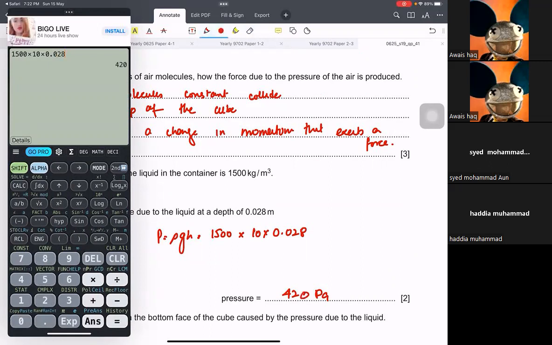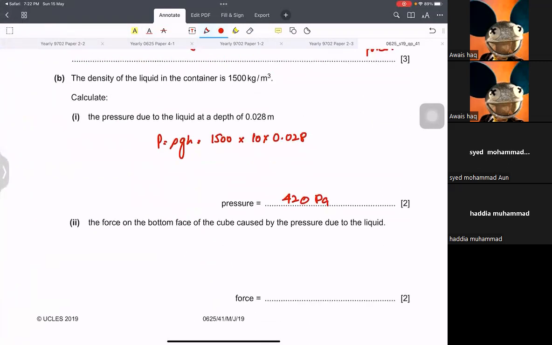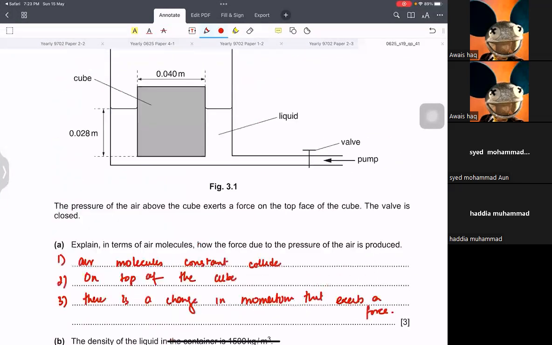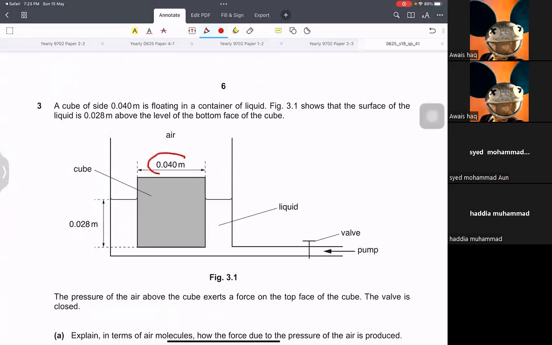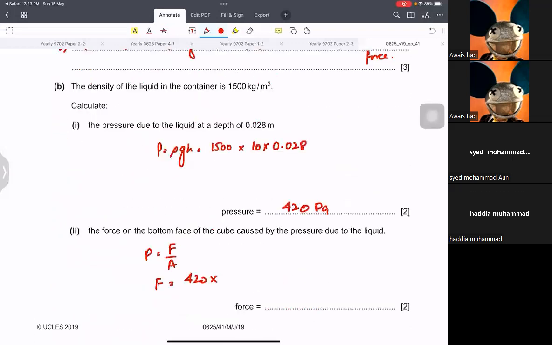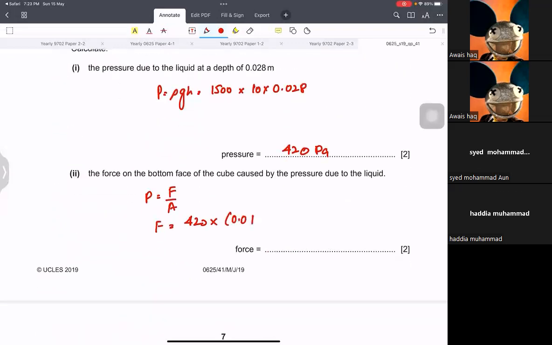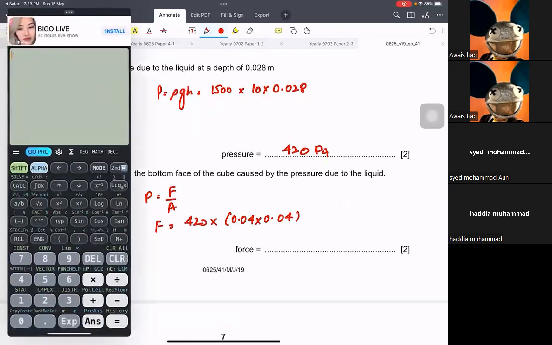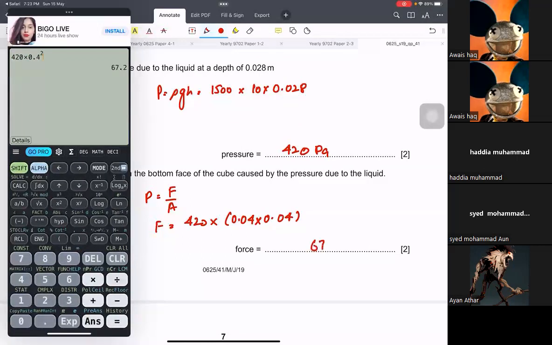Ten is more. Okay. Now the force on the bottom surface Q is exerted by the pressure of the liquid. So pressure is force over area. 420. What is the area? Do you know the area? This is a cube, right? So one length is 0.040. So area will be length into length. 67.2 newtons. Okay.